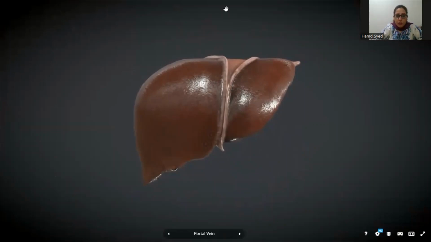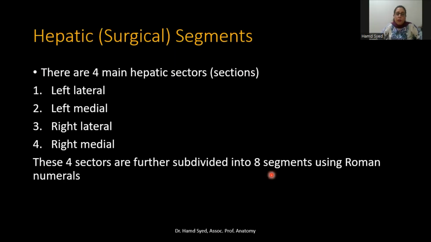Moving back to our presentation. Now that I've discussed the basic anatomy of the liver with you guys, now we'll talk about the clinical aspects, the functionally significant clinical aspects. For that, we are going to discuss now segmentation of the liver.